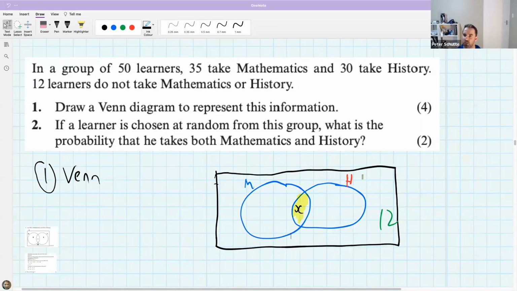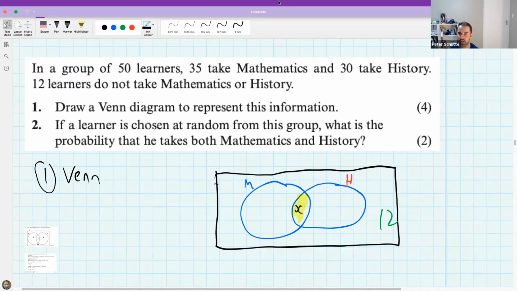Don't worry, Andile, I also got kicked out. We're still on the Venn diagram question. There must have been some technical issue, but we'll just wait for everyone. I can see we're only missing about 10 more people. We'll wait for them to join, then we'll finish off this Venn diagram.